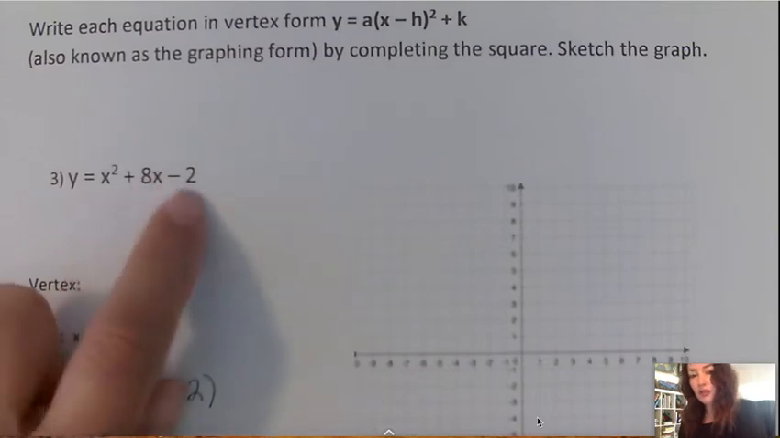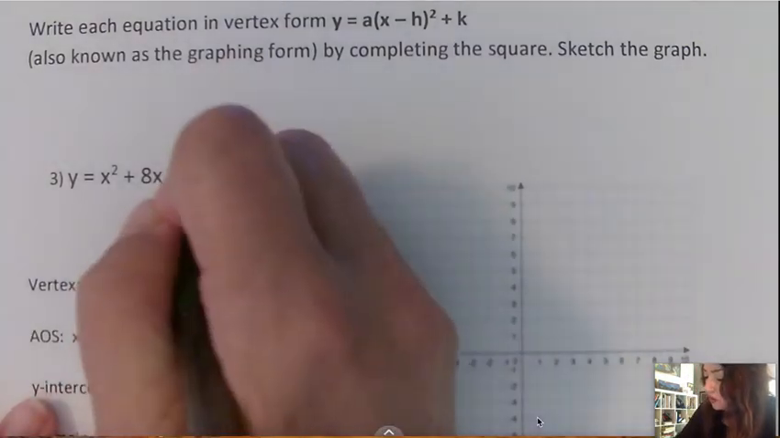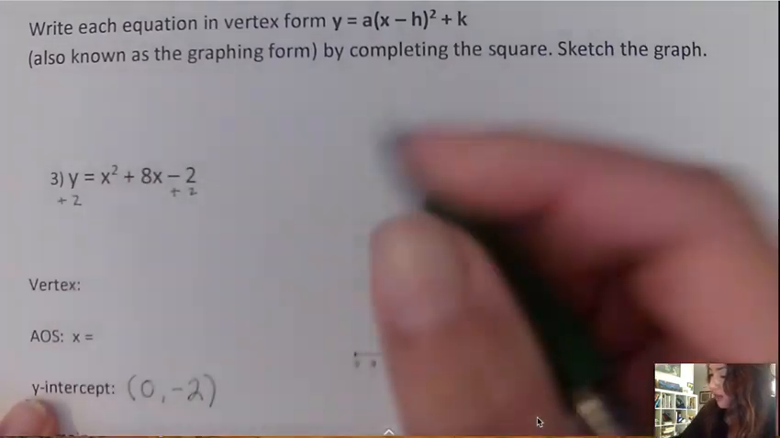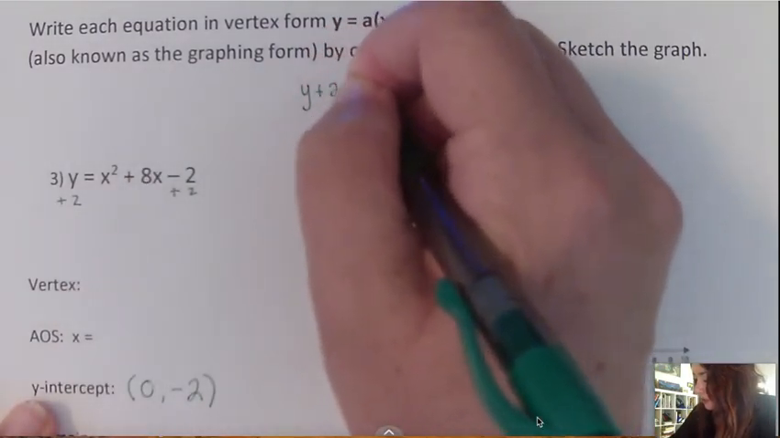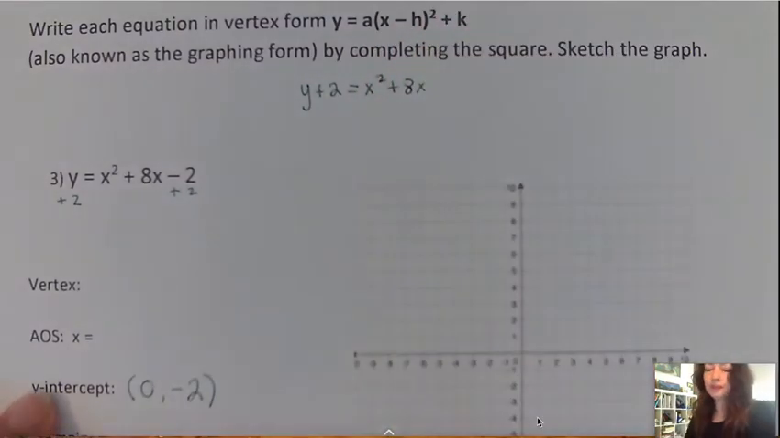All right, to write this equation in vertex form, we are going to complete the square. So the first thing I want to do is add 2 to both sides, and that brings my equation, I will write it up here, to y plus 2 is equal to x squared plus 8x.